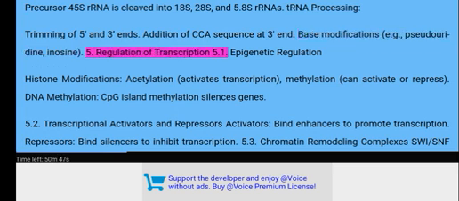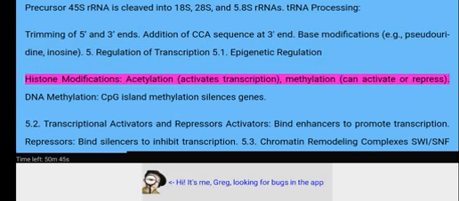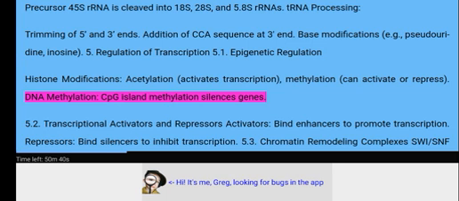5. Regulation of transcription. 5.1. Epigenetic regulation. Histone modifications: acetylation activates transcription. Methylation can activate or repress. DNA methylation: CpG island methylation silences genes.